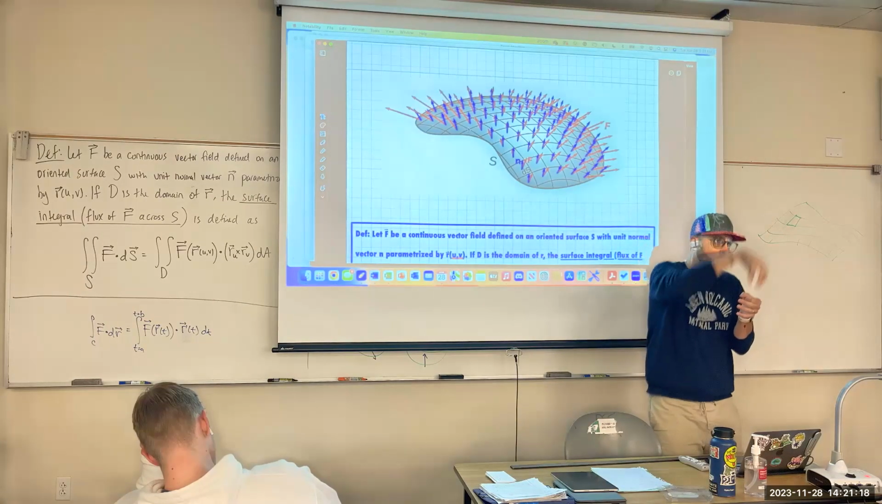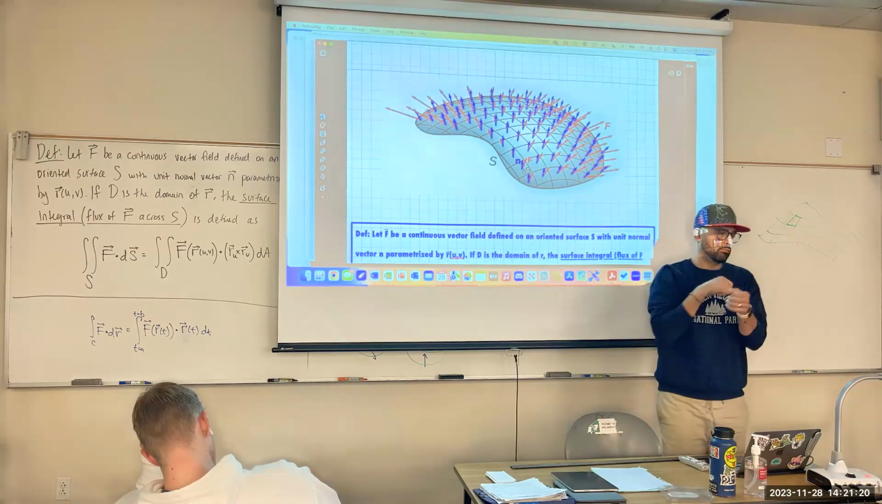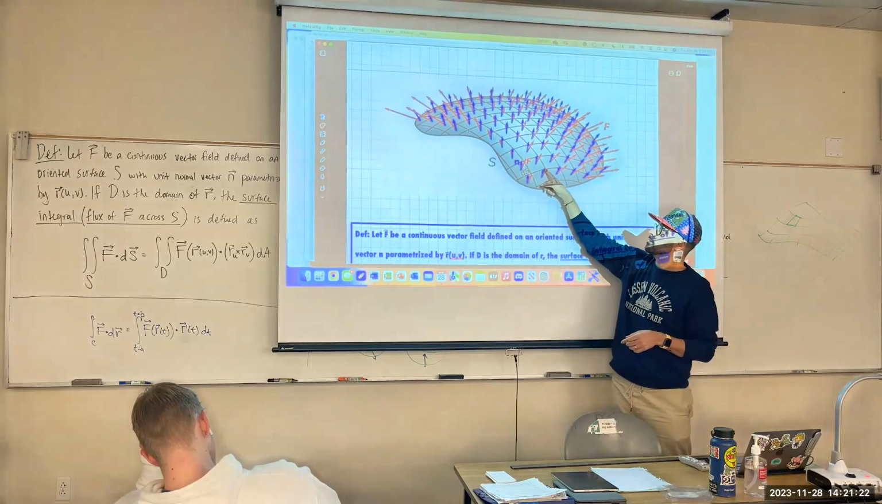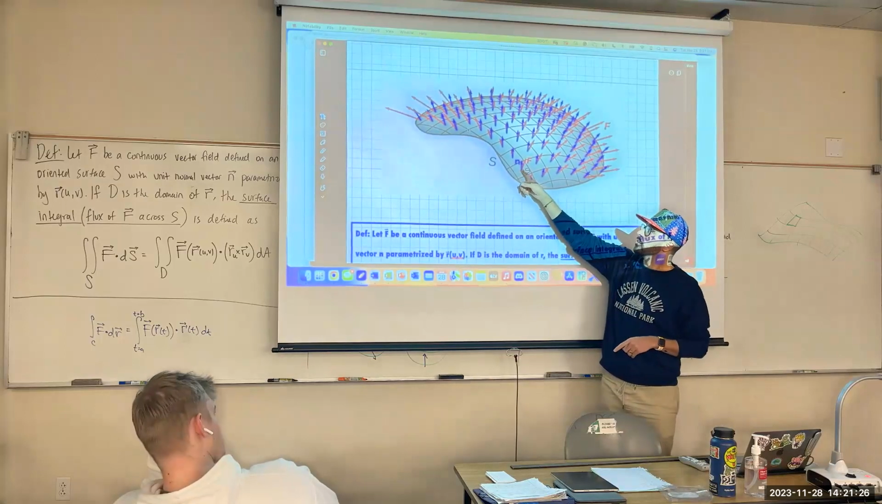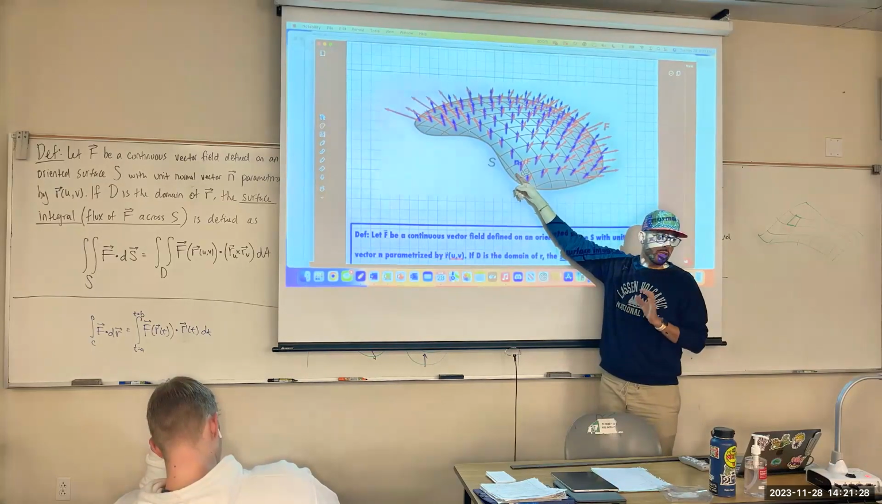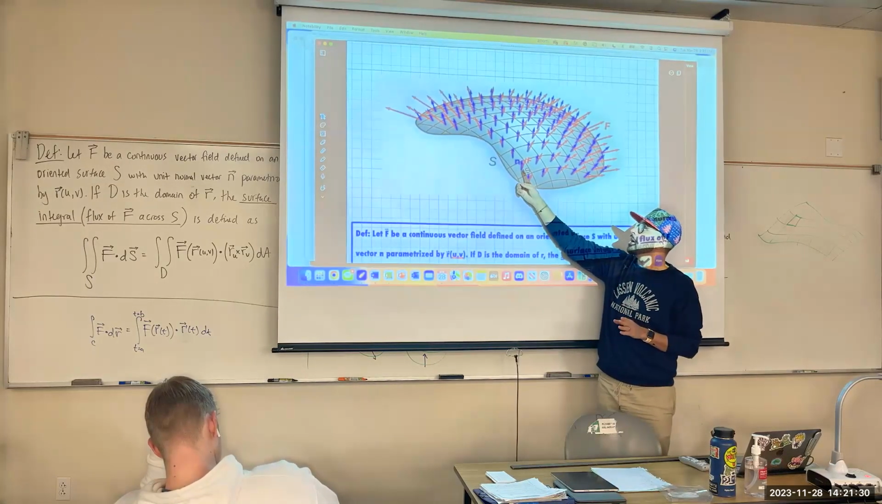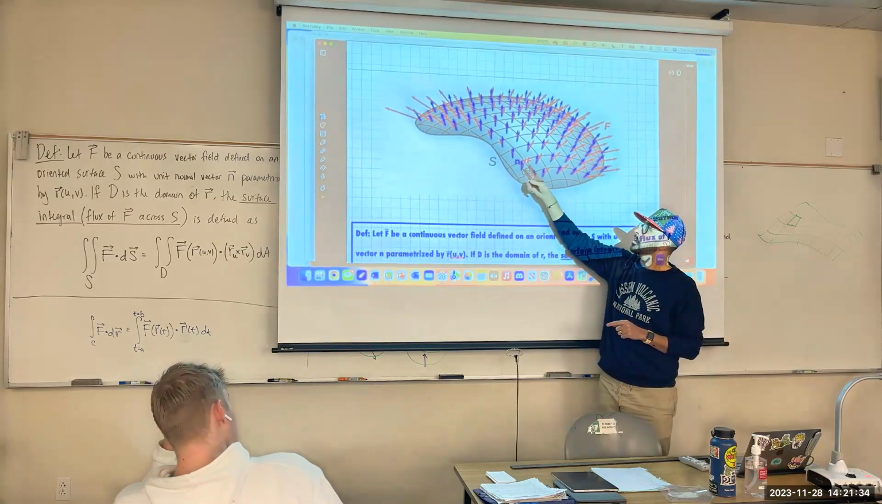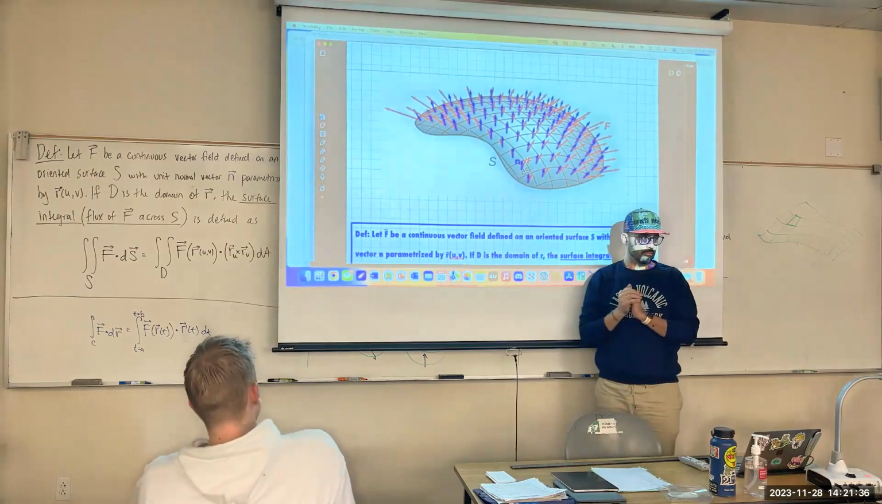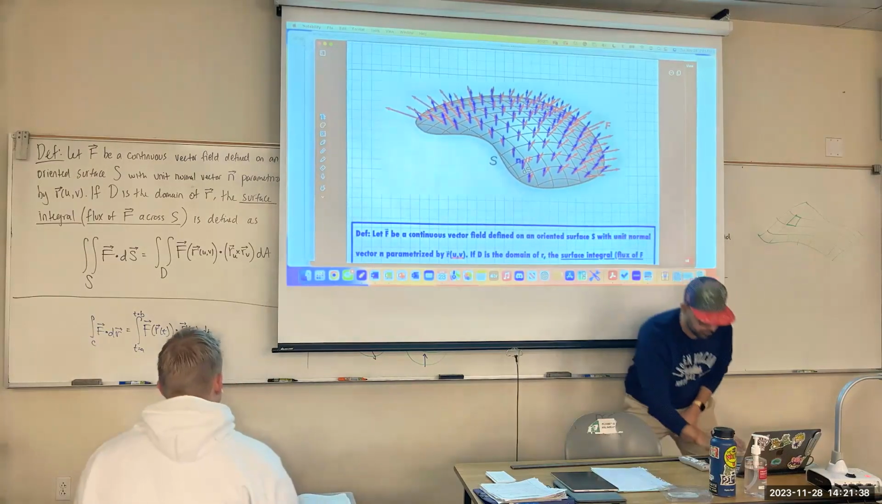So think of water flowing through that little piece. One of these little guys. Okay? Where the blue vector is the orientation vector. That's the unit normal vector. And the red vector is what you get when you plug in a point from the surface into the vector field to give you the vector. Okay?